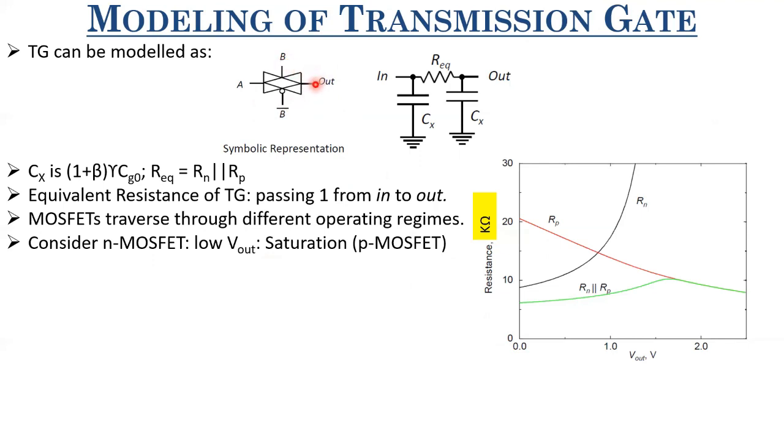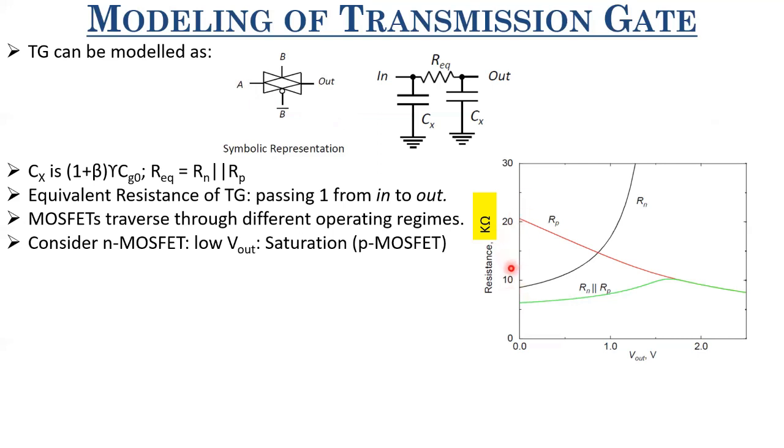The output node is the source node for the NMOS. The input node is 1, so it is the drain node for the NMOS. Input is 1, and now it is being passed to the output through this NMOSFET and PMOSFET combination. Initially, when Vout is small, the effective VDS of this NMOS is larger as compared to VGS minus VT, right? In that case, your NMOS is in saturation. Similarly, for the PMOS also, when Vout is small, it is in saturation. When your NMOS and PMOS both are in saturation, the resistances are small.